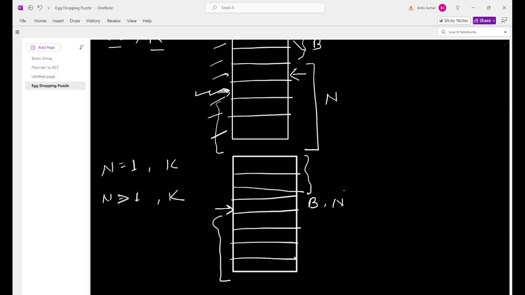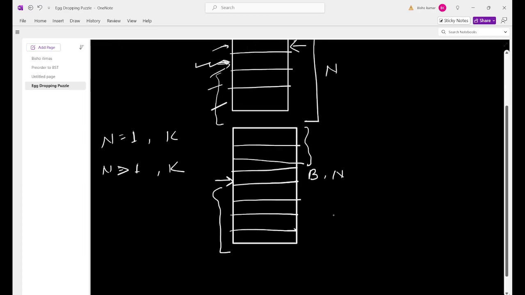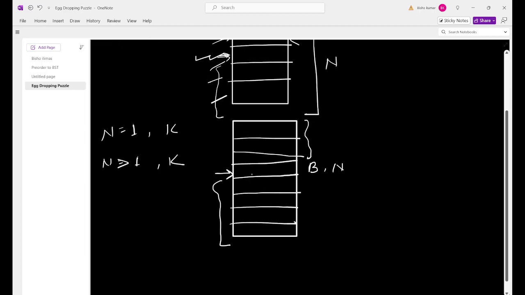So what should be next? At first we should go to this floor, and if the egg breaks, that is case 1, the broken case, then you need to check below it. You make a recursive call for the floors below. Let's say this is floor number f, this is floor number 1, 2, and so on, and this is floor number k.